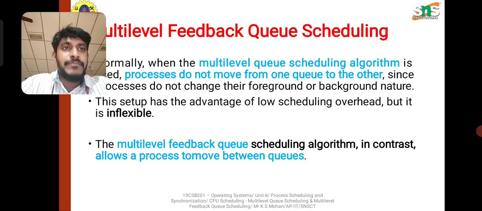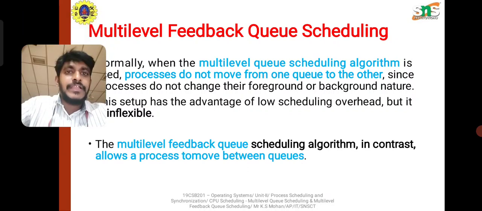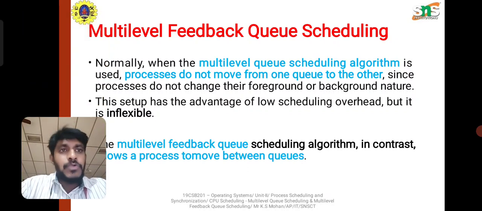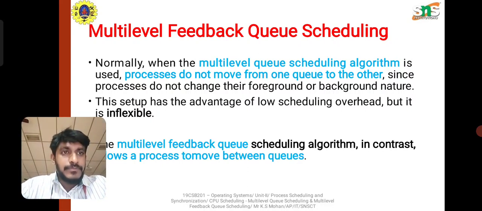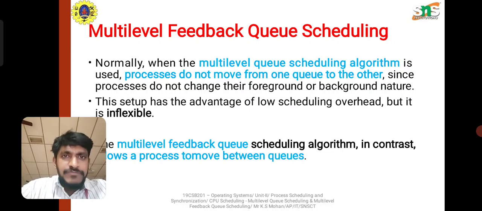In multi-level queue scheduling, processes do not move from one queue to another. This setup has the advantage of low scheduling overhead, but it is inflexible.